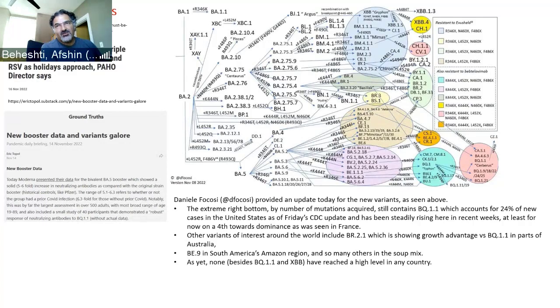But the good thing is that only BQ.1.1 is the dominant one, and these other ones will probably be outcompeted. That's the theory. There are several, like BE.9 in South America, starting in the Amazon region, starting to come in. So people should just see what they are and what happens with them. They might just peter out, as we've seen a lot of these variants do.